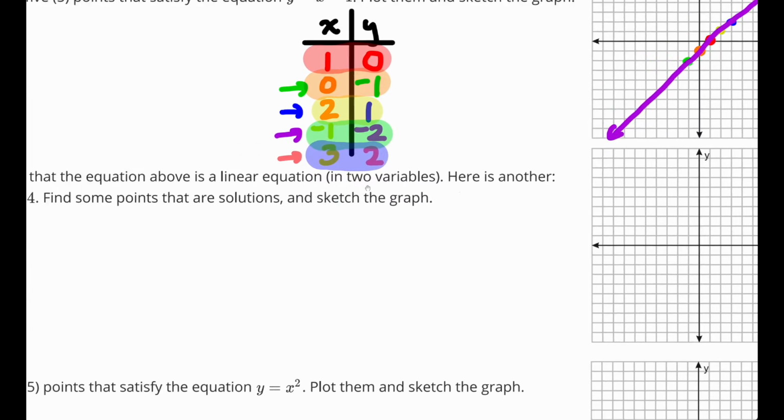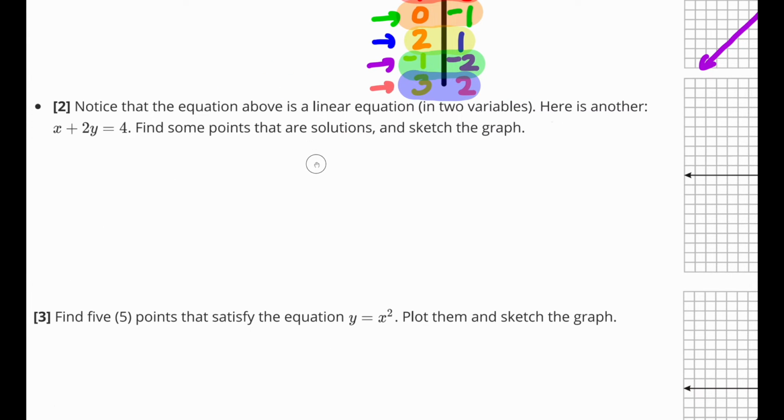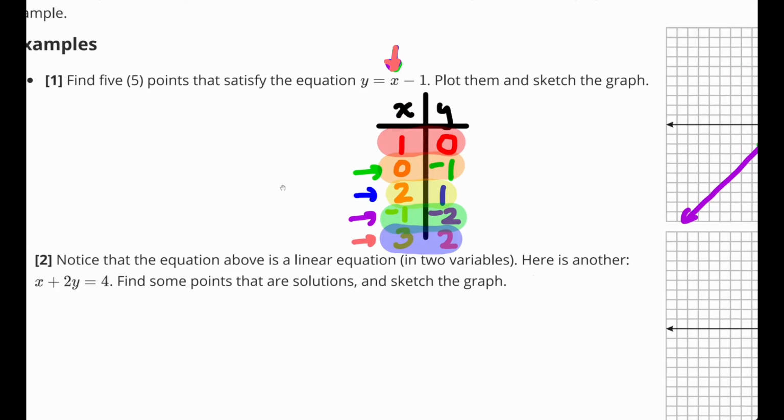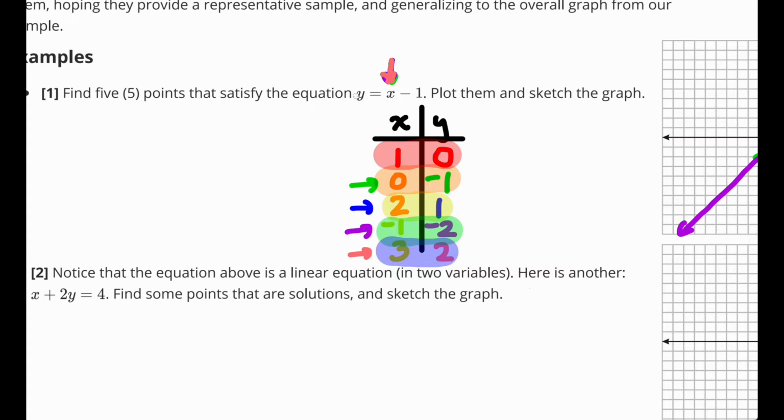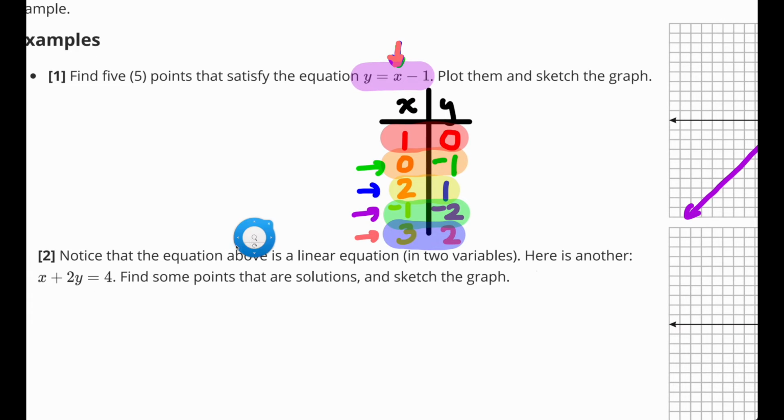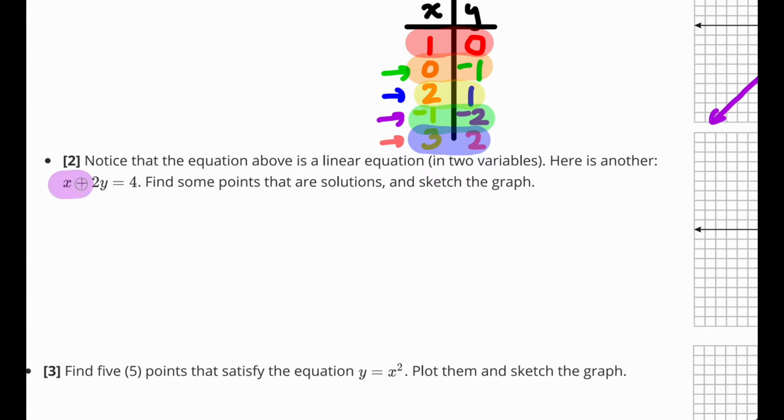We're going to do the same thing on the next one as well. Only this one's actually in standard form. So the one we just did was in slope-intercept form. That's what this y equals x minus 1 represents, slope-intercept form. This one, though, is going to be standard form. And there's a little bit easier way of dealing with these, especially since it doesn't say that it needs 5 points. It just says find some points that are solutions and then sketch. So you only need actually 2 points for a line. So that's what we're going to do.